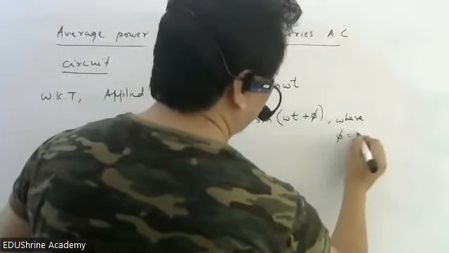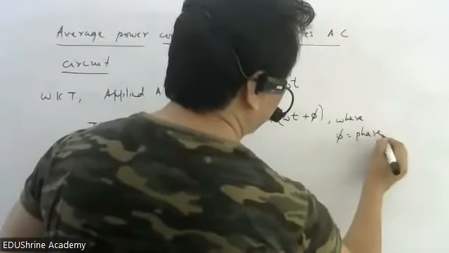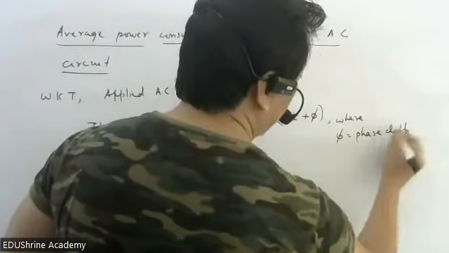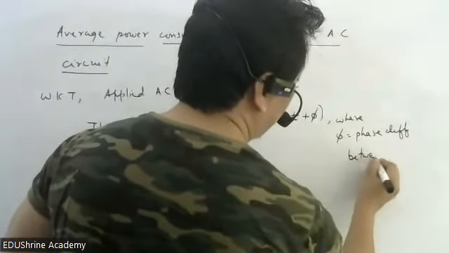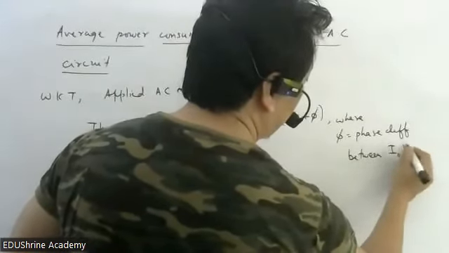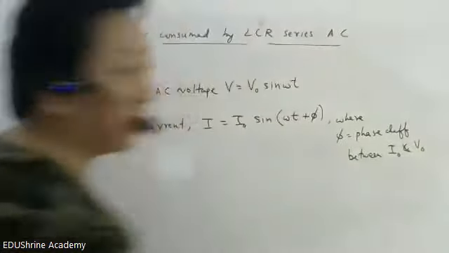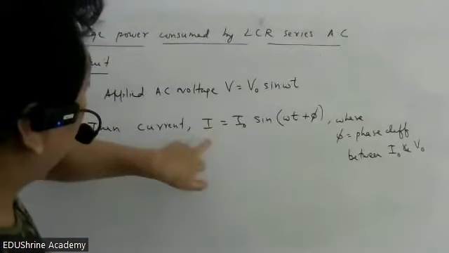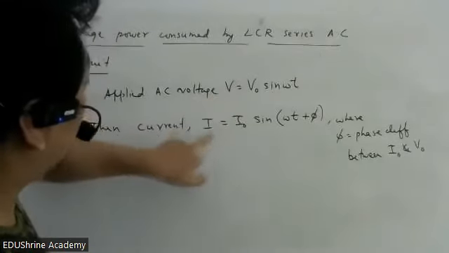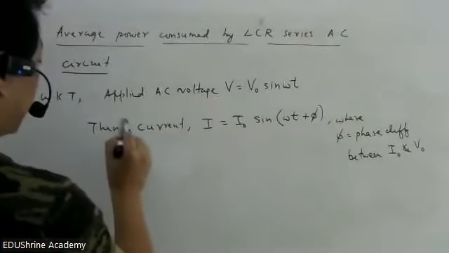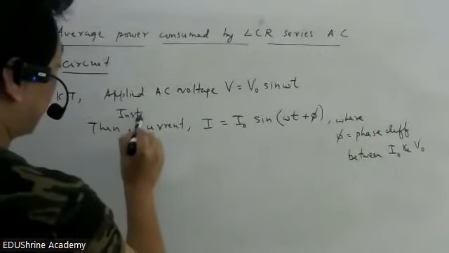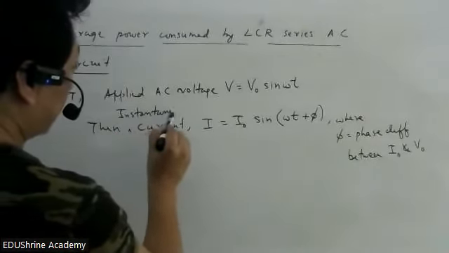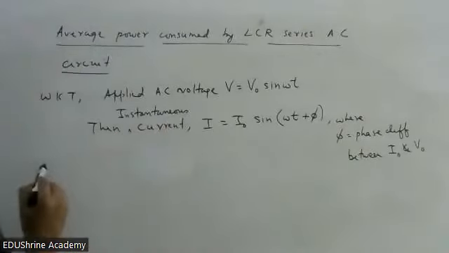So what I'm assuming, students, is that phi is the phase difference between the total current and total voltage. If these two are your instantaneous voltage and instantaneous current, since it is changing with time, then what will be the instantaneous power?